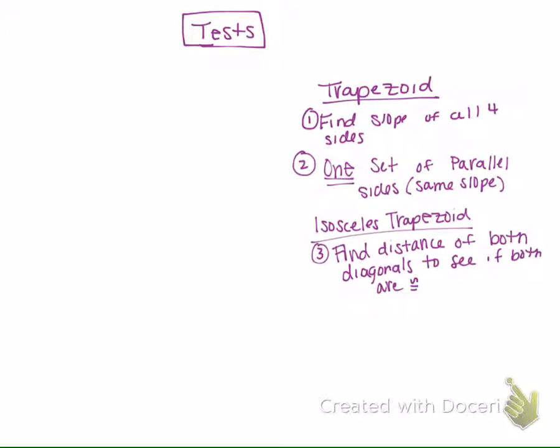On the other hand, if we're dealing with a parallelogram, it still starts the same. What do we still do first? We still find the slope of all four sides, but this time you're looking for how many sets of sides to be parallel? Both, sorry.